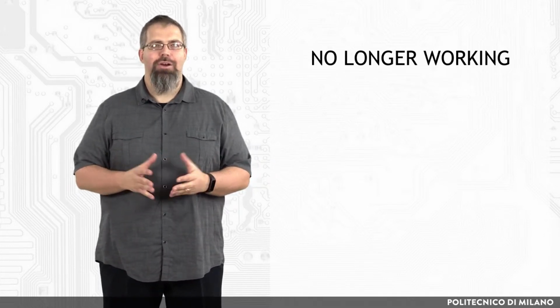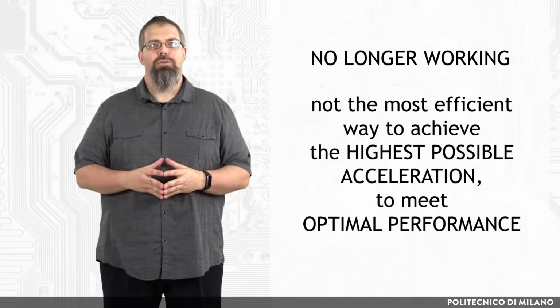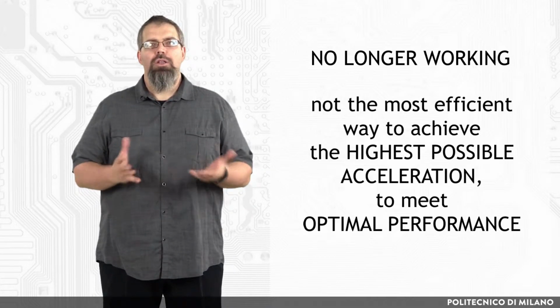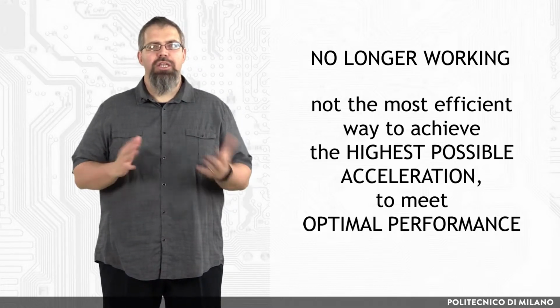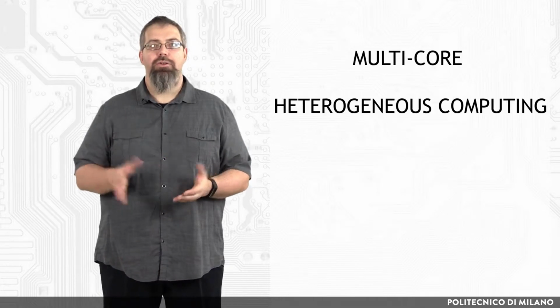One traditional approach to accomplish this task has been to rely on processor clock frequency scaling. Unfortunately, this solution is no longer working, or at least, it's not the most efficient way to achieve the highest possible acceleration and meet optimal performance. This is one of the reasons why we are seeing a shift towards the adoption of multi-core and heterogeneous computing devices. These architectures provide the software engineer with the possibility to more effectively trade off performance and power for different form factors and computational loads.